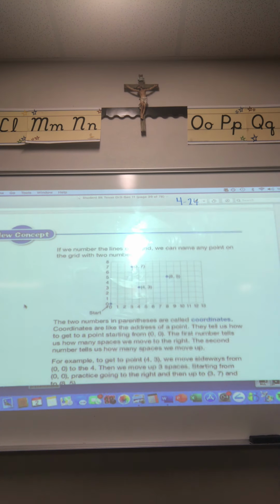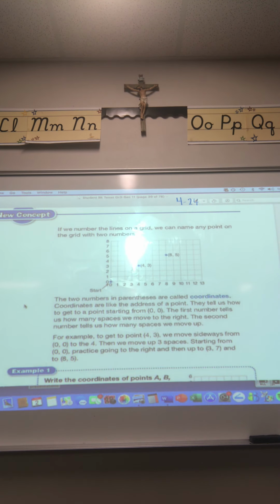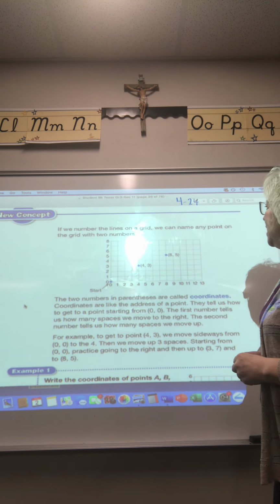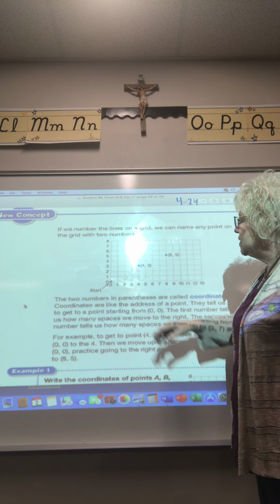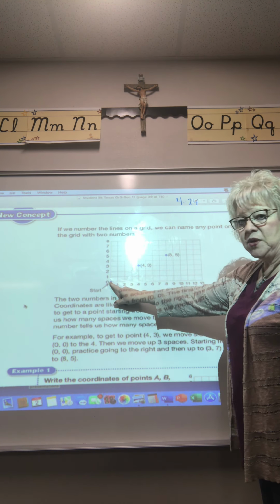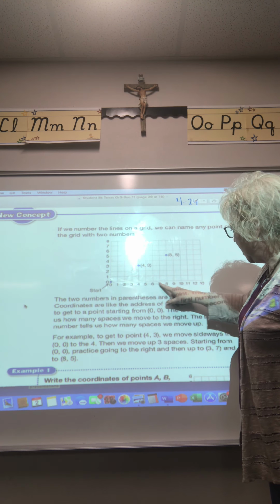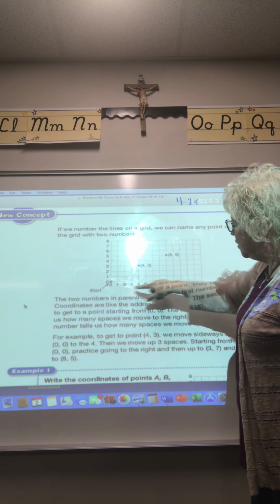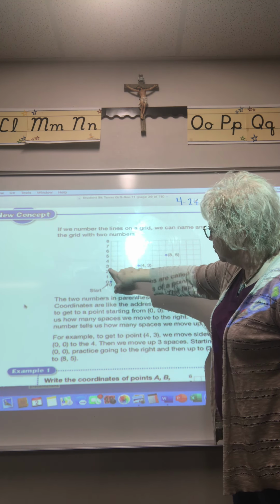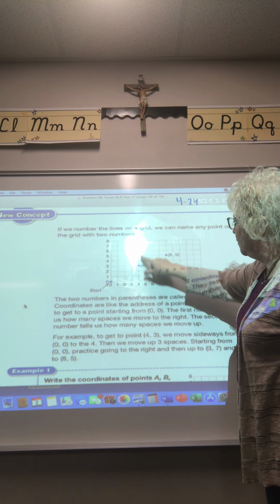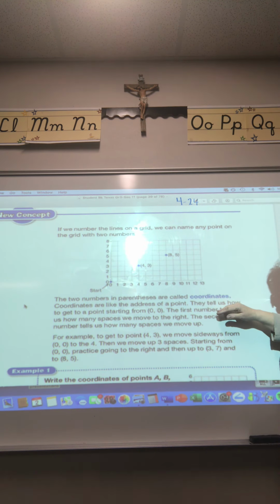This is so fun. If we number the lines on a grid, you can name any point on the grid with two numbers. So you would start here and you would number your grid across the bottom. Then you would start here and you would number your grid going up. The two numbers in parentheses are called coordinates, and we have several coordinates here. They are like the addresses of a point. They tell us how to get to a point starting from 0, 0.